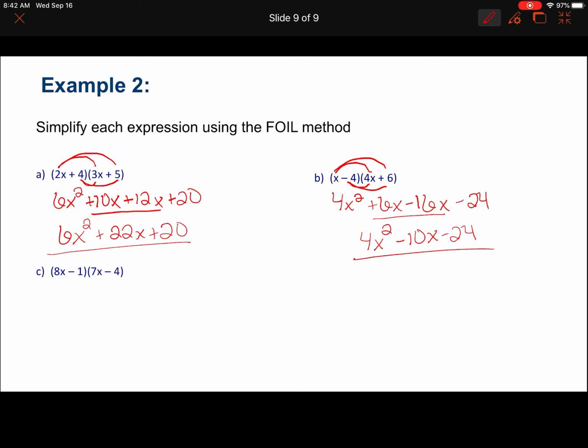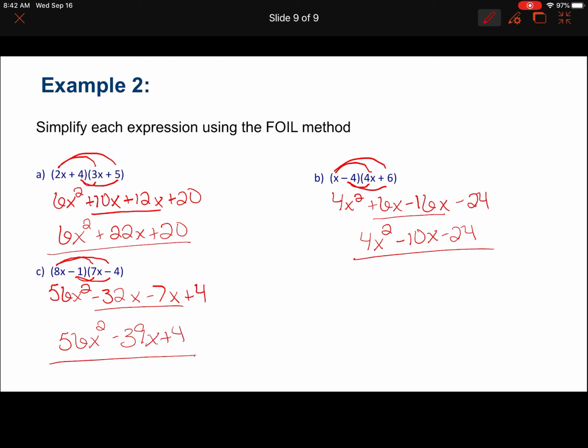Part C, again multiplying one more time, FOIL, so I have 8 times 7. So 56x squared, 8x times negative 4, negative 32x. Our inner, negative 1 times 7, minus 7x, and negative 1 times 4, positive 4. Again, combine our middle two, 56x squared minus 39x plus 4. In all of these examples, you've been able to combine the middle two. It is possible sometimes that you can't, and your answer would just be whatever you got once you've multiplied them out. So keep that in mind on your homework.